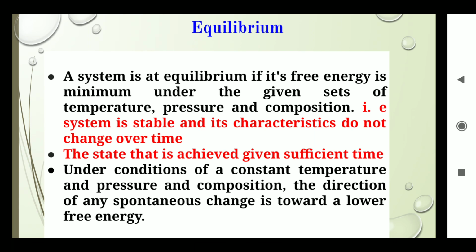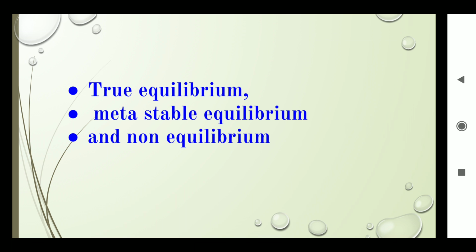So at constant temperature, pressure or composition, if the change is spontaneous, meaning that it occurs on its own accord, that change must be towards lower free energy. The state is said to be the equilibrium state. The types of equilibrium: true equilibrium, metastable equilibrium and non-equilibrium.